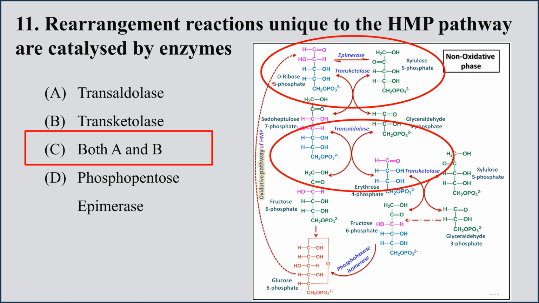So in simple words, rearrangement reactions take place by transketolase, transaldolase, transketolase. So these two types of enzymes are involved in the rearrangement reactions in the non-oxidative phase of the pentose phosphate pathway.